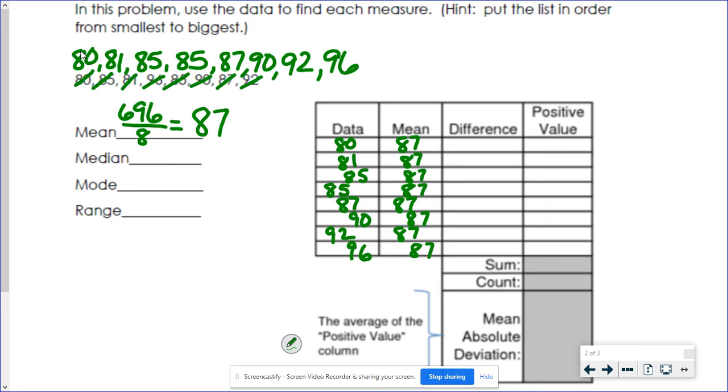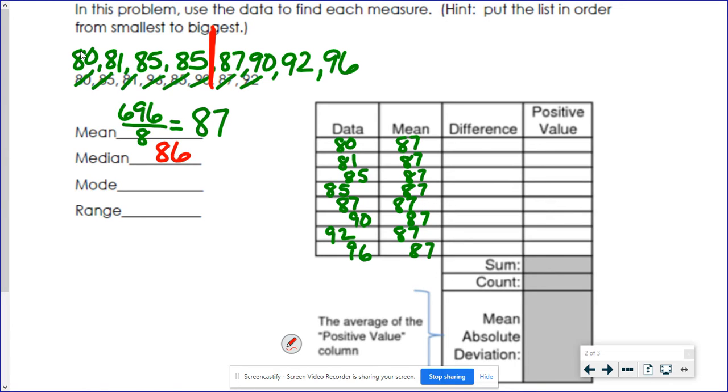The median is the middle number once they're in order. And we have 8 numbers, so there isn't actually a middle number. But if I count in 4 from each side, that gets me right here. Since there's an even number of data points, I have to find exactly the middle. And this one, again, pretty easy. Right between 85 and 87 is going to be 86.